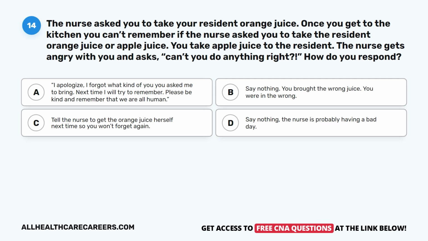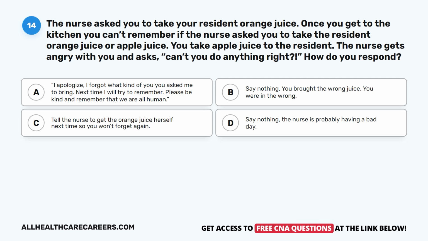Question 14. The nurse asked you to take your resident orange juice. Once you get to the kitchen, you can't remember if the nurse asked you to take the resident orange juice or apple juice. You take apple juice to the resident. The nurse gets angry with you and asks, "Can't you do anything right?" How do you respond? A.